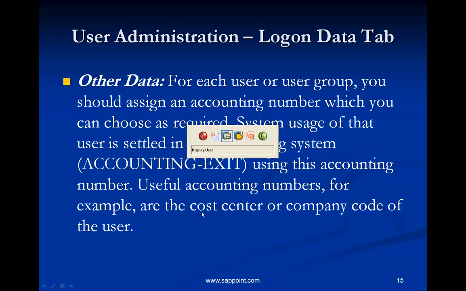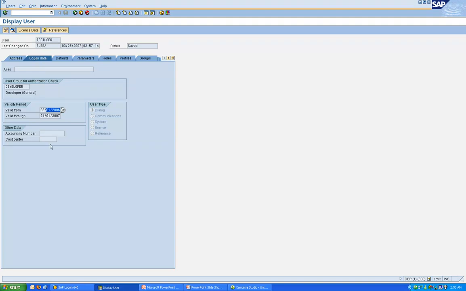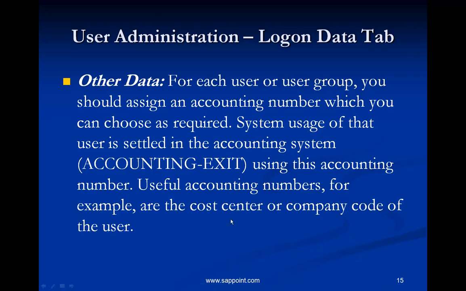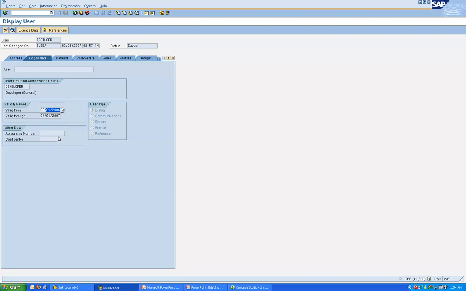The other data field: for each user or user group, you should assign an accounting number which you can choose as required. System usage of that user is settled in the accounting system using this accounting number. Useful accounting numbers, for example, are cost centers, company code, or the user. Now the information in this field is optional. You don't really have to use these two fields if you don't want to.